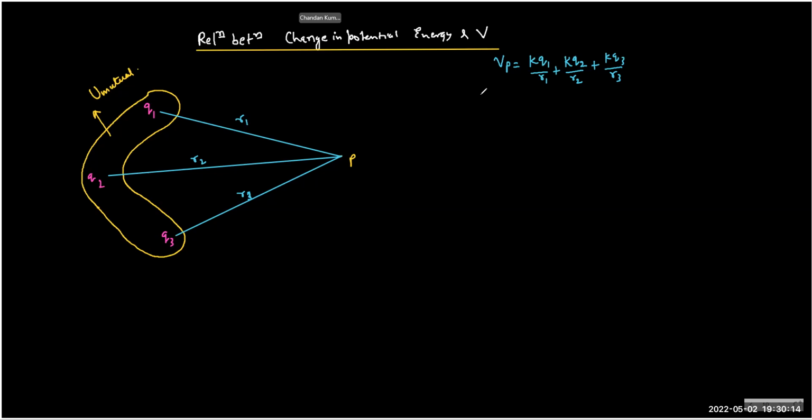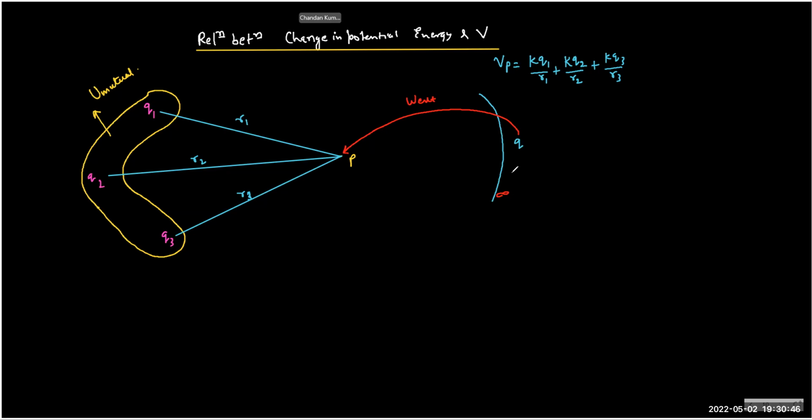Now let's say a fourth charge, which is not part of the system, wants to be part of this system and wants to come to point P. Then how much work is required to bring this charge to point P? We will not do it the way we have done before.